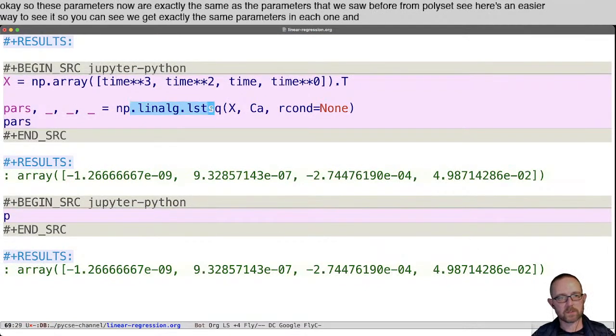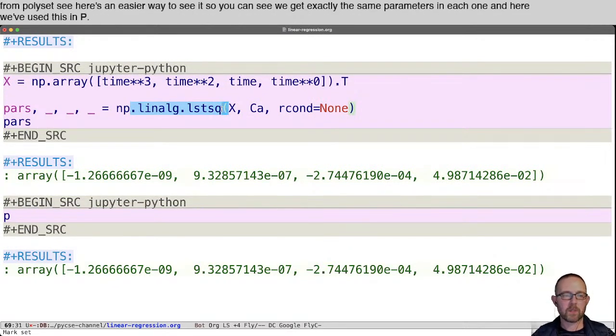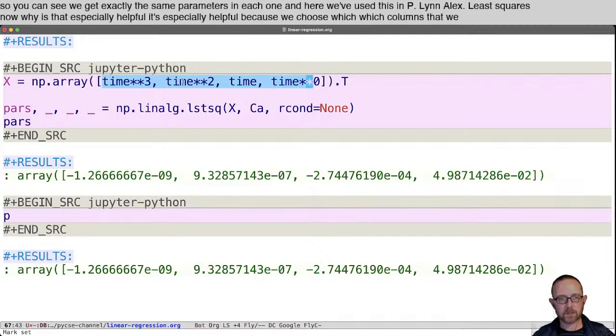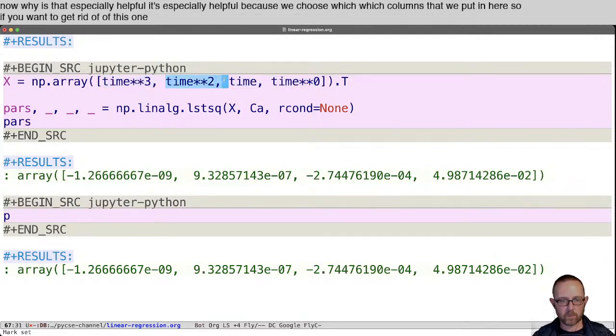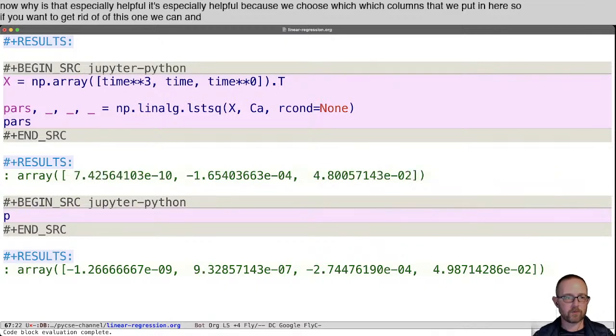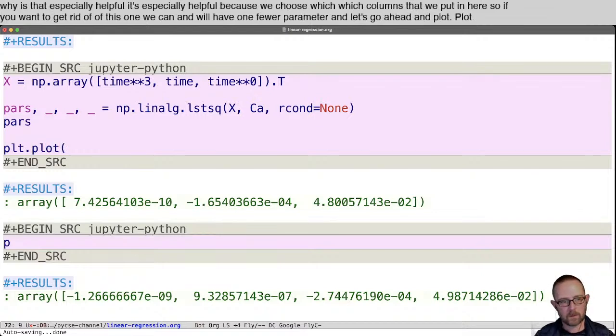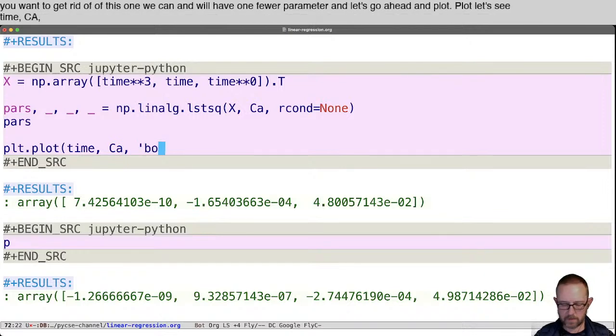So you can see we get exactly the same parameters in each one. And here we've used this np.linalg.lstsq. Now, why is that especially helpful? It's especially helpful because we choose which columns that we put in here. So if you want to get rid of this one, we can. And we'll have one fewer parameter. And let's go ahead and plot. Let's see, time, comma, ca, comma, let's make this blue circles, and time, let's do x at pars, and make this a red line.